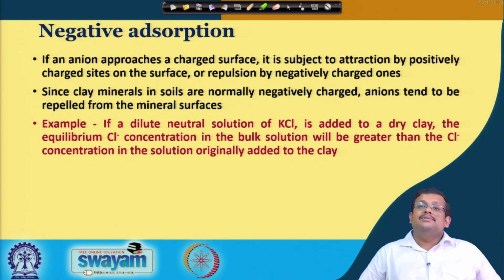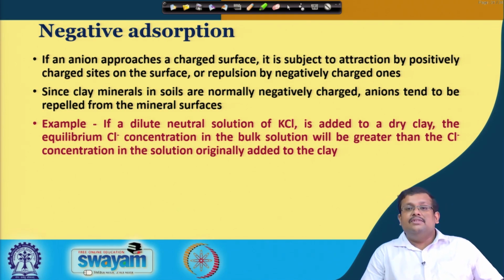Most of the time, the negative charge on the clay surface develops due to isomorphous substitution, or sometimes due to the pH of the surrounding medium. When negative charge develops on the surface of the clay particles and an anion approaches, it will face a Coulombic repulsion force, or negative adsorption. If the surface is positively charged, then obviously these negatively charged anions will be electrostatically attracted. Since clay minerals in soil are normally negatively charged, anions tend to be repelled from the mineral surface.